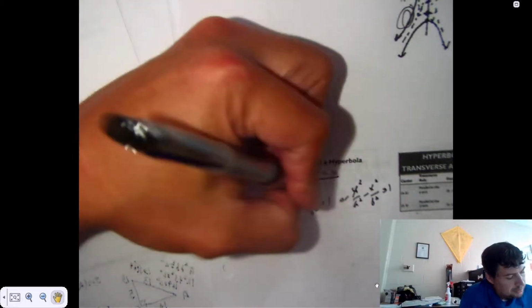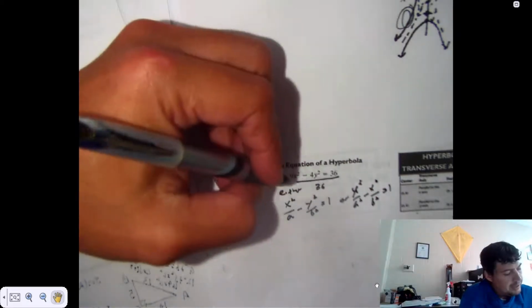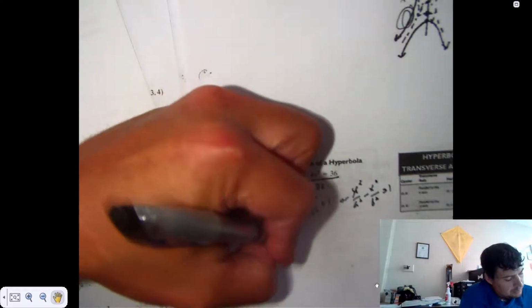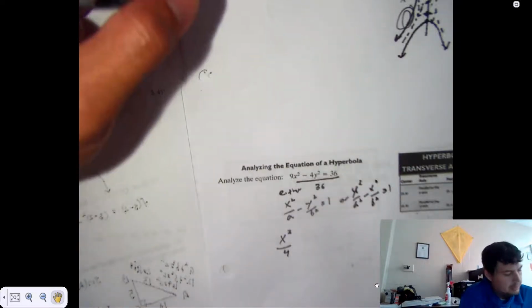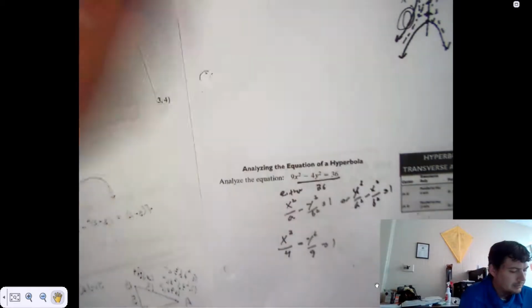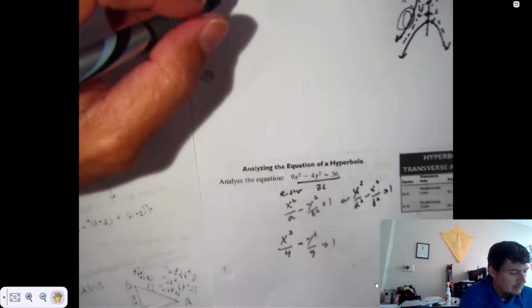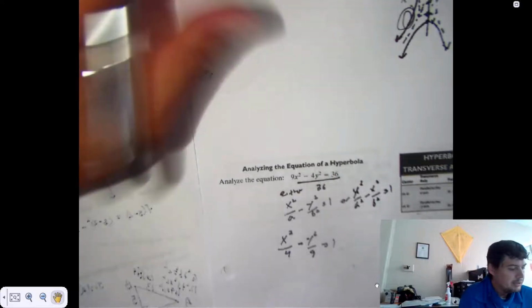We're going to divide through by 36. Now when I divide 9 by 36, I get 4. When I divide 4 by 36, I get 9. And that's 1. Well, maybe I mentioned something wrong here. I did mention something wrong.